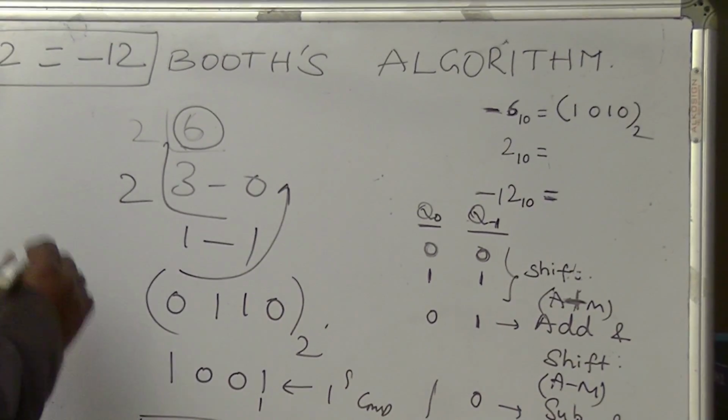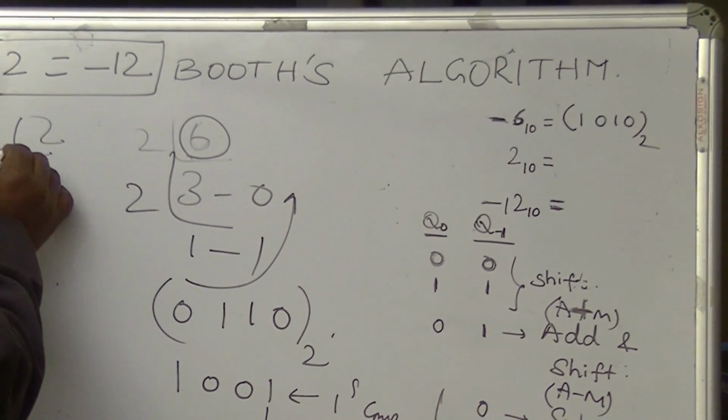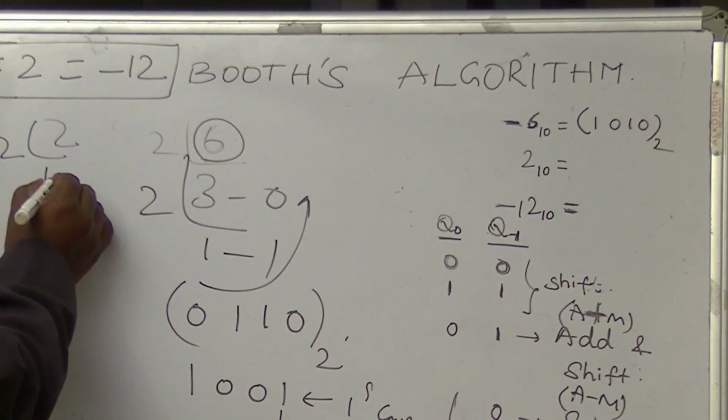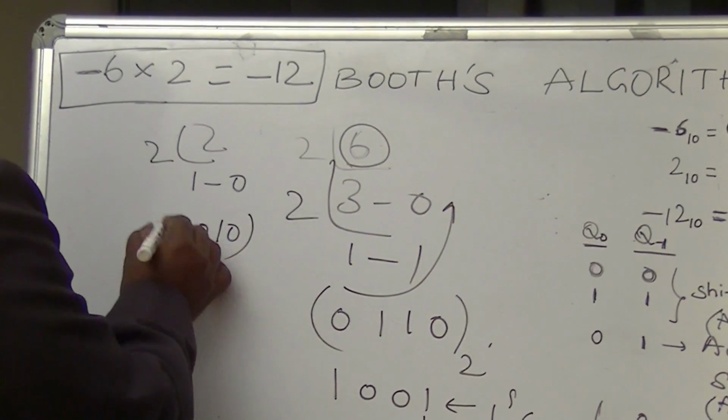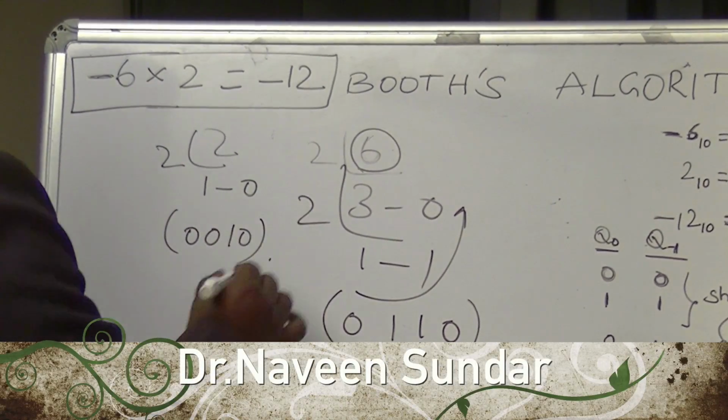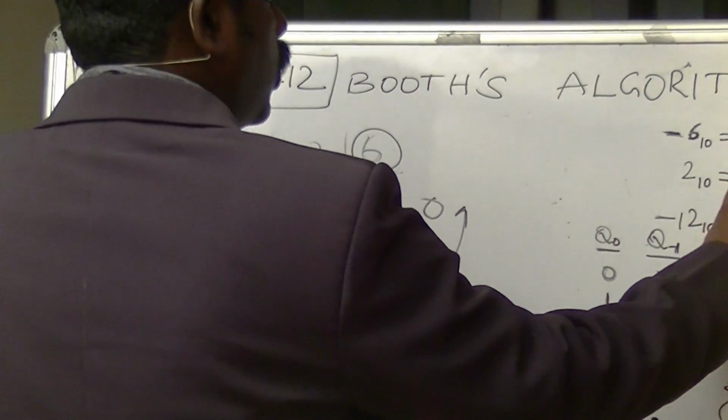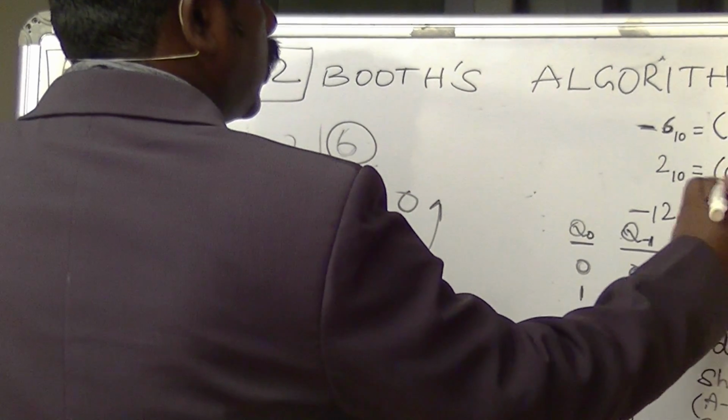Now for 2, that is 1 0. When you write it in 4 bits, that is 0 0 1 0, that is 2.